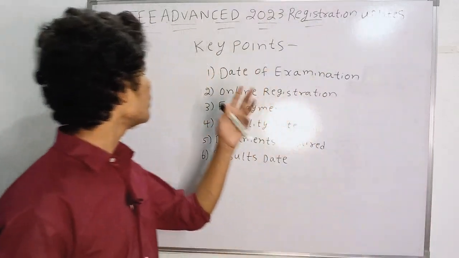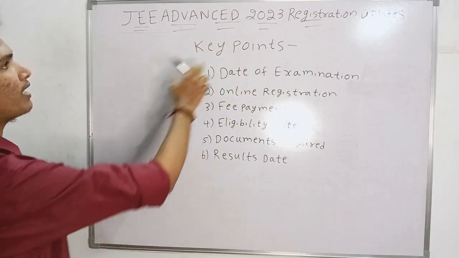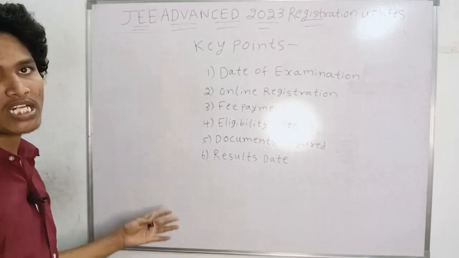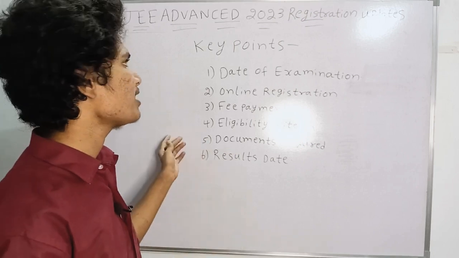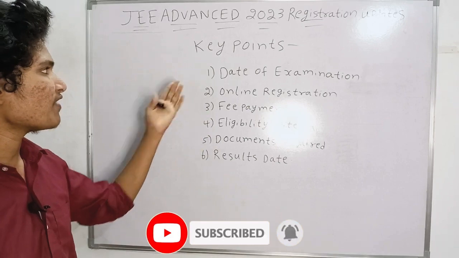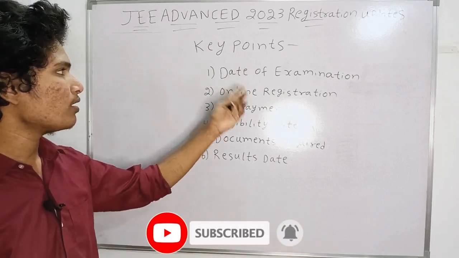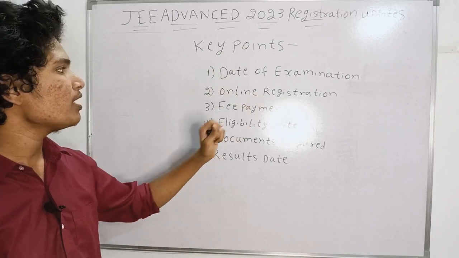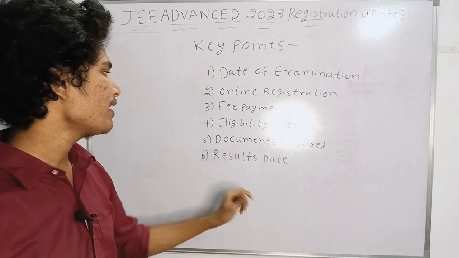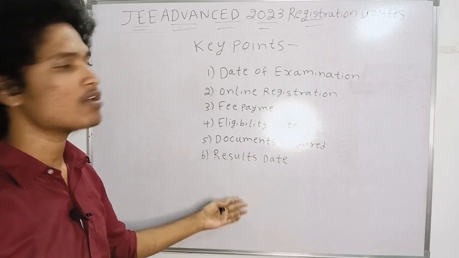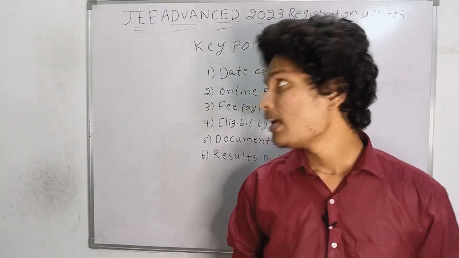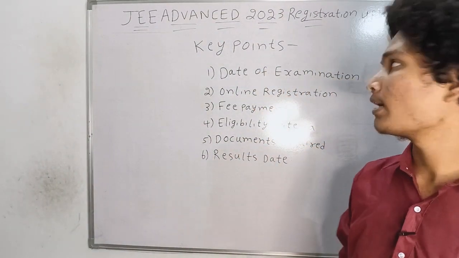So, in this video, I am going to give the information regarding the registration update for JEE Advanced 2023, and these are the 6 key points which you have to remember while applying for the JEE Advanced registration form. It is very important to understand these things. The first one is the date of examination, the second is online registration, the third is fee payment, the fourth is eligibility criteria, the fifth is documents required, and the sixth is when the results for JEE Advanced are going to be declared.